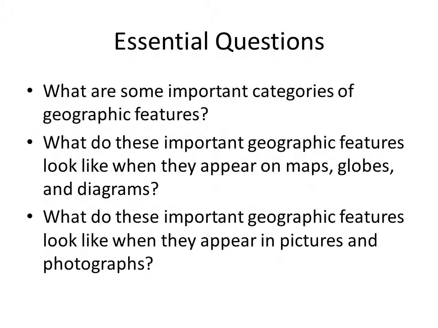So the essential questions of this chapter are: what are some important categories of geographic features? What do these important geographic features look like when they appear on maps, globes, and diagrams? And what do these important geographic features look like when they appear in pictures and photographs?